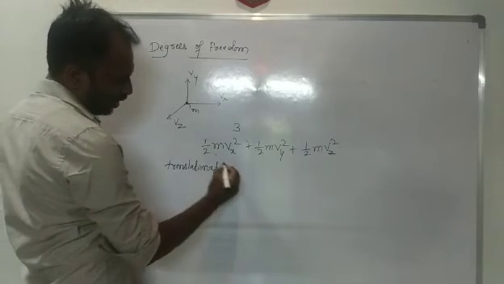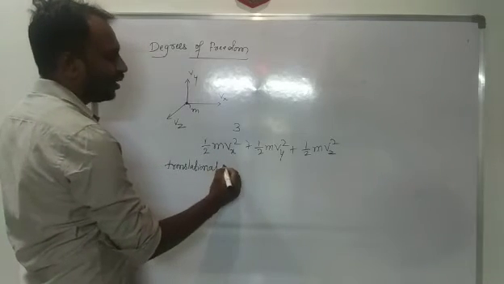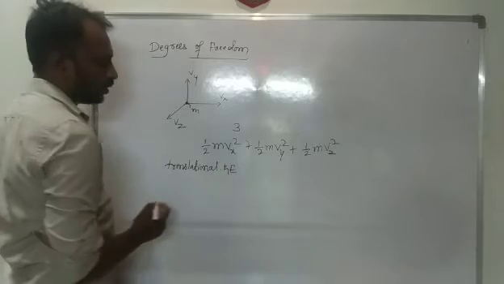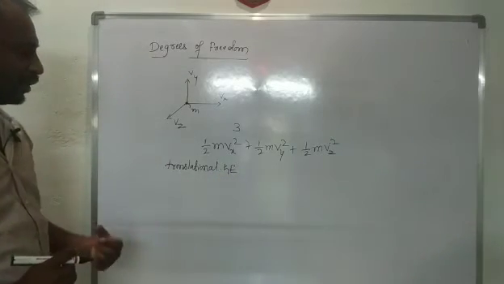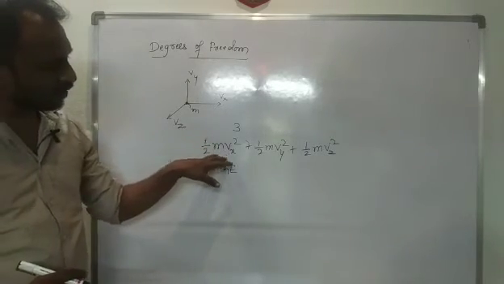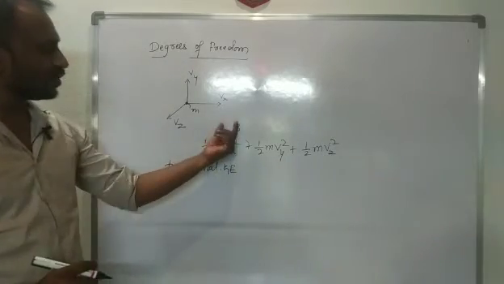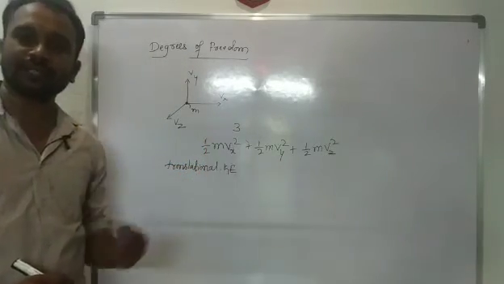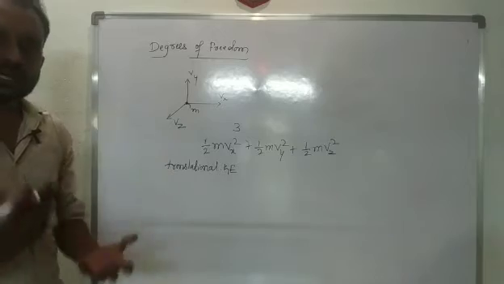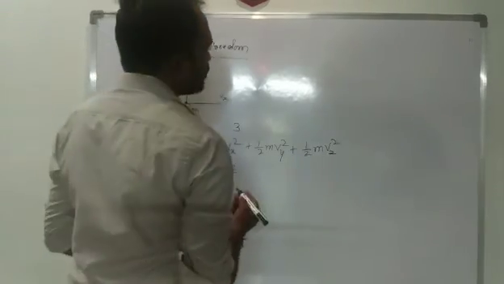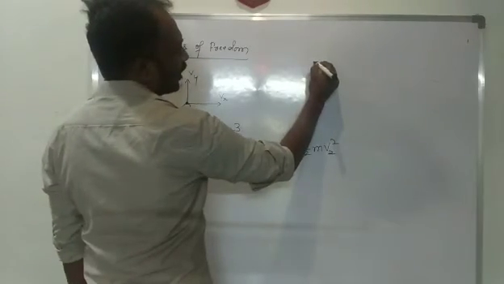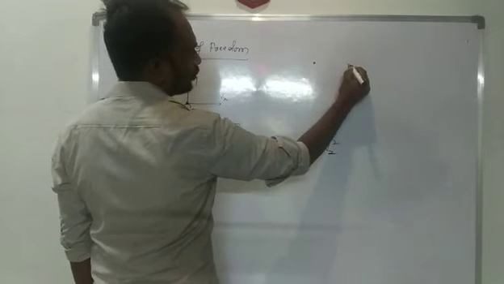Translational motion, or translational kinetic energy, means it's moving along the x-axis, y-axis and z-axis. So for this reason, we consider 3 degrees of freedom. And for diatoms, suppose we consider 2 atoms.